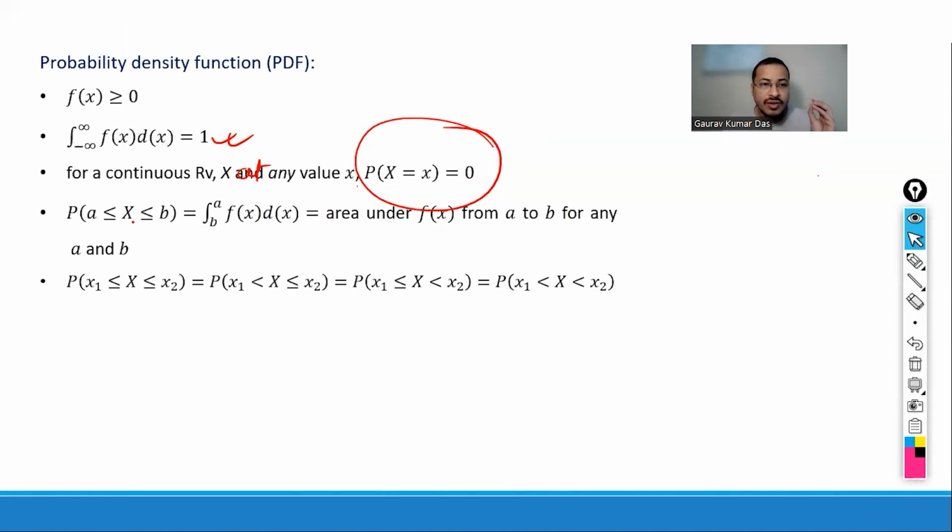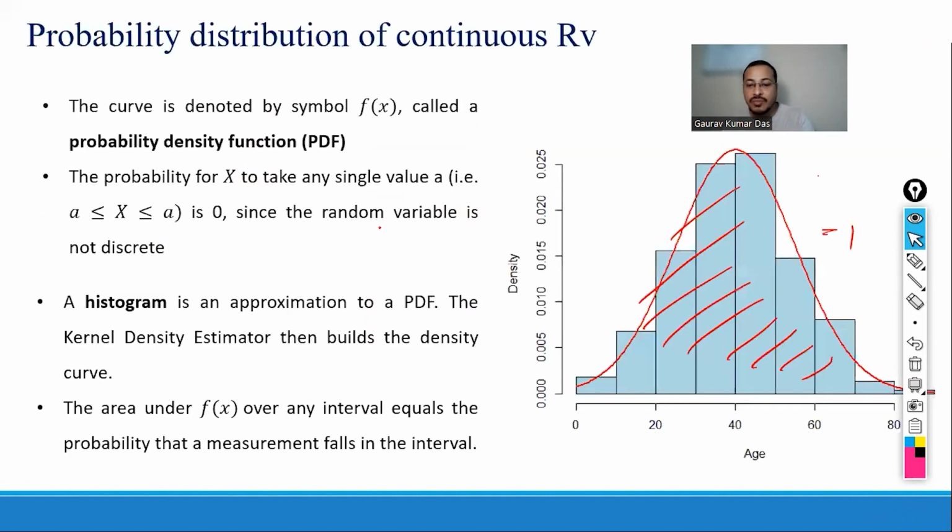And the probability of x lying between two data points is what we can find out. So we can always find probabilities in intervals. Suppose this is the curve we have here, and I want to find the probability of x lying between 10 and 20. Then the area under this curve between a and b, which is 10 and 20, will give me the probability.